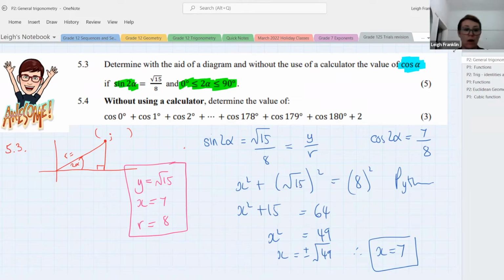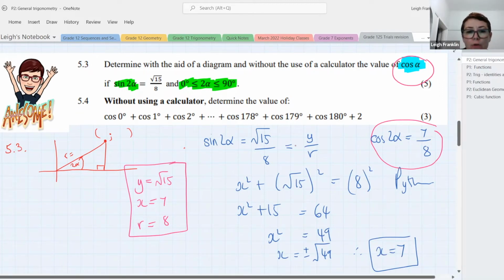Lee, wasn't it for cos alpha, not 2 alpha? Yeah, that's what I'm saying. This is now the problem, because what they're asking us for is now cos alpha, not cos 2 alpha. So we haven't answered the question. Now we've got to try and find a connection between what we've done and cos alpha. Does anybody know what the connection is?